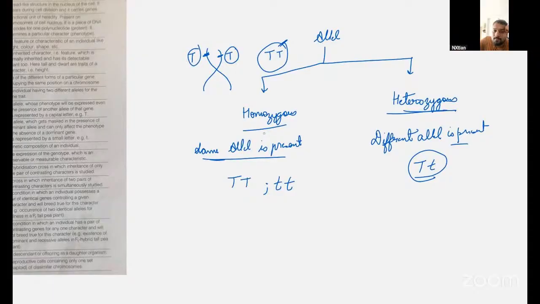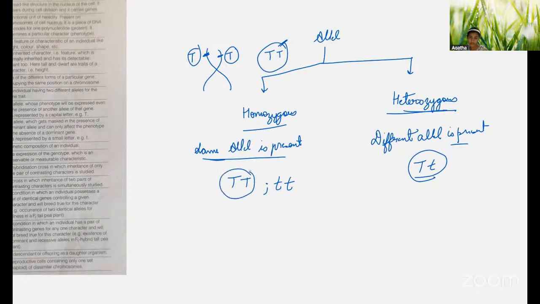Any doubt? Why is it capital T and lowercase t in the homozygous? Isn't it supposed to be in the heterozygous? Give me a second. Yes, tell me. In homozygous, the same allele is present, and why is there capital T and lowercase t here, different alleles? Heterozygous is supposed to have different alleles.